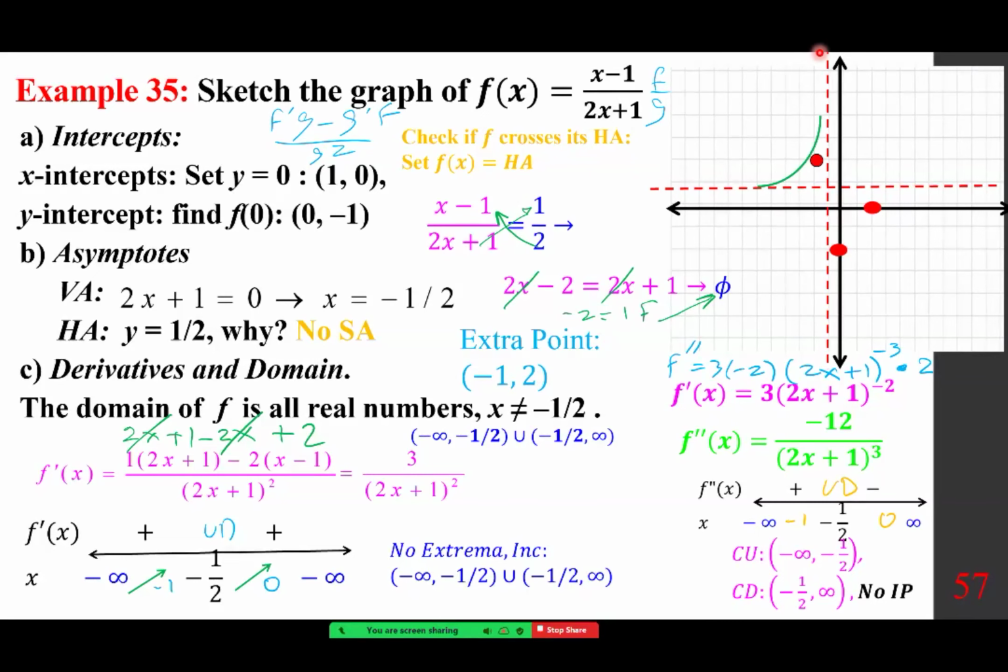So you have all the details. You have this one, you have this one. The function is increasing, as you can see here, also increasing here. My apologies. There is no extrema, no local max, no local min. It's concave up here, concave down here. So all the pieces of information that we got work here.